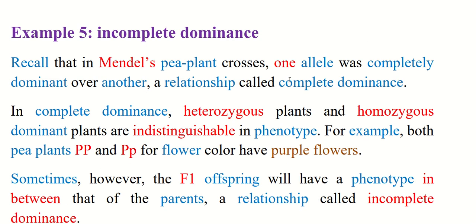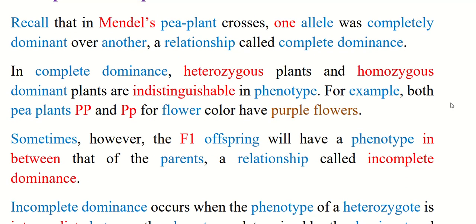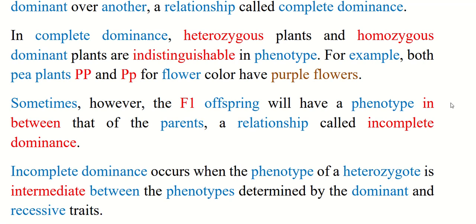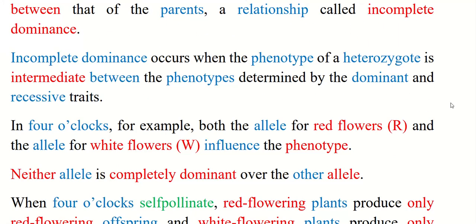Example 5, we have incomplete dominance. Recall that in Mendel's pea plant crosses, one allele was completely dominant over another, a relationship called complete dominance. In complete dominance, a heterozygous plant and a homozygous dominant plant are indistinguishable in phenotype. For example, both pea plants PP and Pp for flower color have purple flowers. Sometimes, however, the F1 offspring will have a phenotype in between that of the parents, a relationship called incomplete dominance. Incomplete dominance occurs when the phenotype of the heterozygote is intermediate between the phenotypes determined by the dominant and recessive traits.